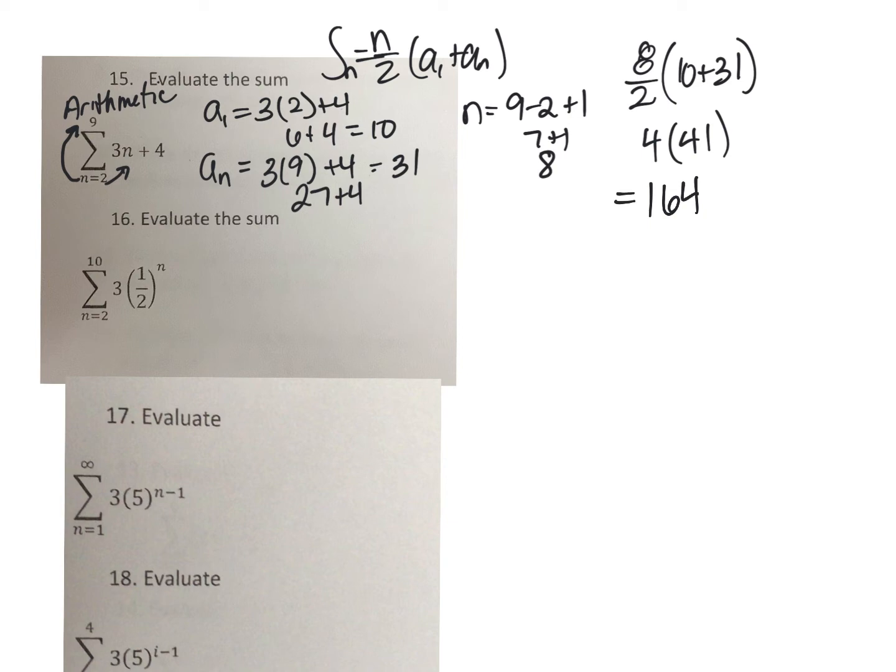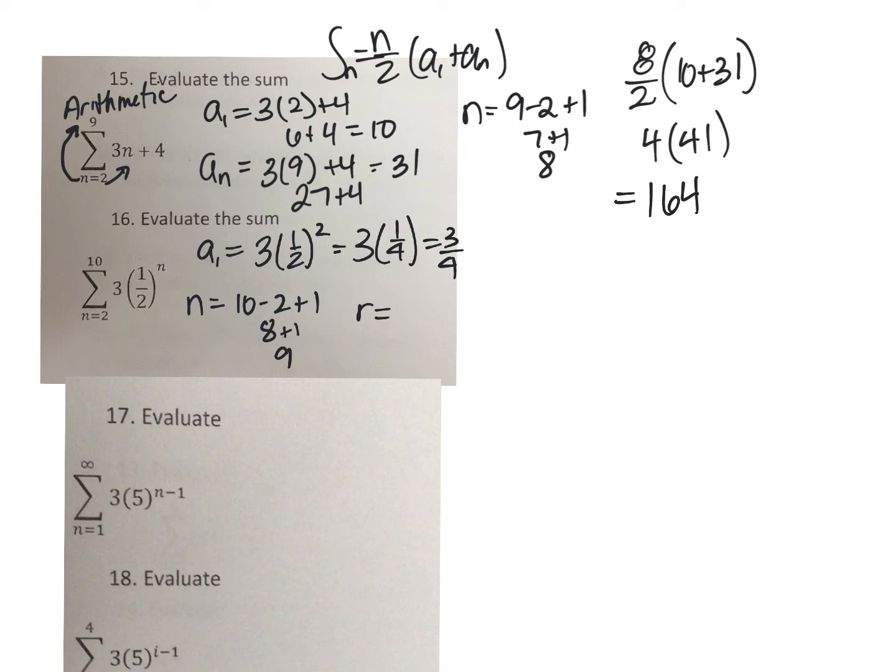Number 16, our formula has an exponent. The variable is the exponent. That makes it geometric. So we're going to plug in the bottom to find A1. I recommend always plugging in the bottom number, whatever it tells you n equals in the bottom of the summation, the sigma, and plugging it in to find your A1. 3 times 1/2 squared is 3 times 1/4, which is 3/4. And my n equals 10 minus 2 plus 1, which is 8 plus 1, 9. And my r is always the base of the power, so 1/2.